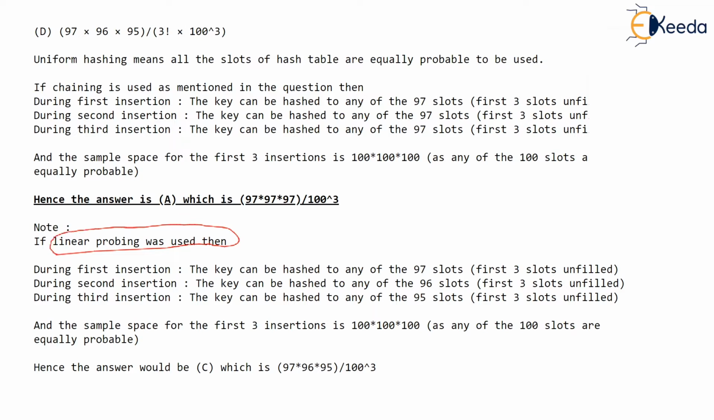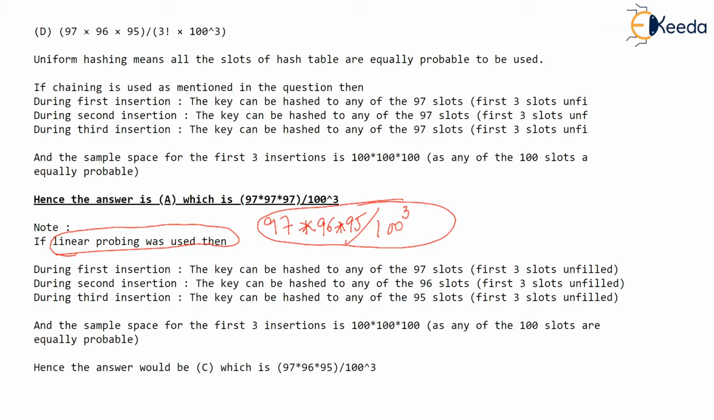Listen, if we were using linear probing, then the answer would be, just check, the denominator will be 100 cube, but the numerator will be, first time we have 97 places because first three elements must be unfilled. But the second time we have 96 places, and for the third time we have only 95 places. This would have been the answer.